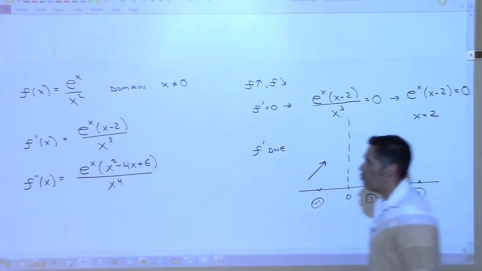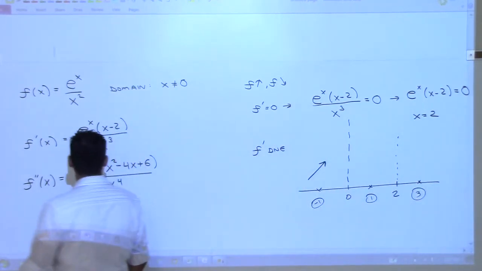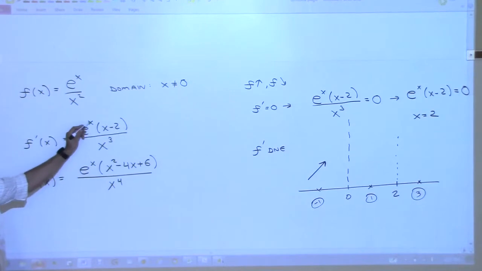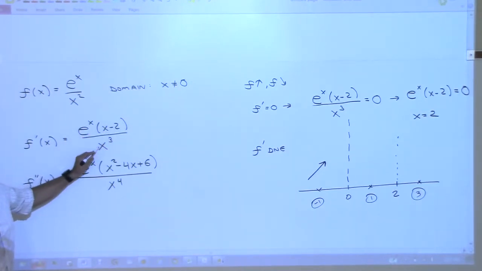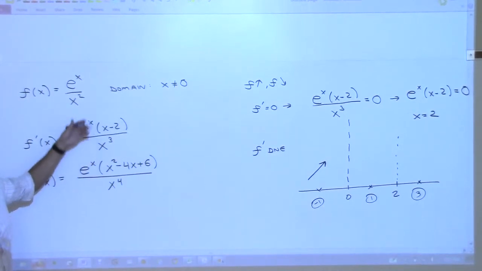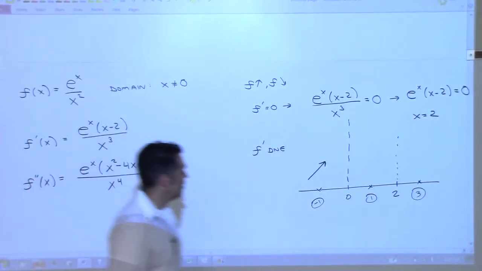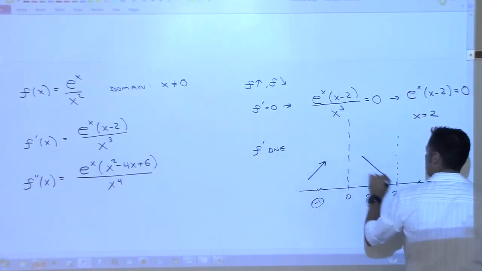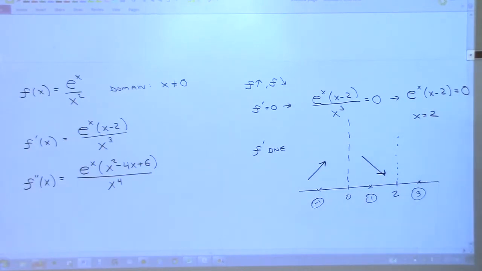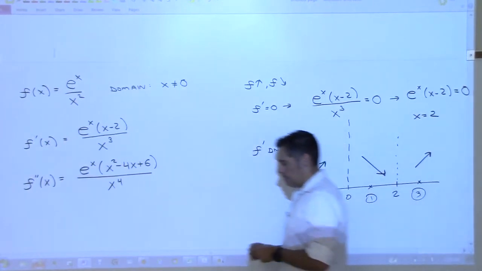Okay, now let's plug 1 in. What happens if you plug 1 in here? Positive, negative, positive. So negative on top, positive on bottom. Negative, which means we are going down. And then finally, if we plug in 3, it'll be positive. All right.